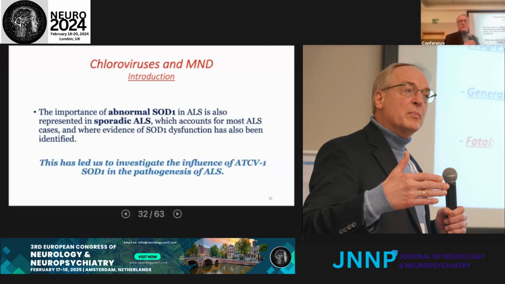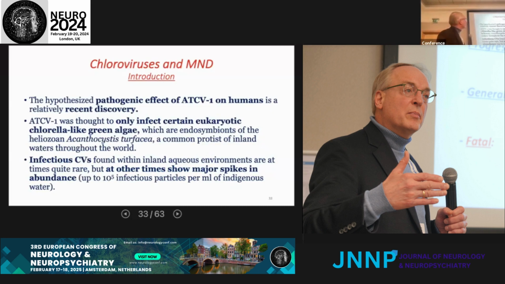So the importance of the abnormal SOD1 in ALS is also represented in sporadic ALS. And what I mean by that are individuals with the disease who don't have a genetic connection, which makes up 85, maybe 90%. Because we have found evidence of SOD1 dysfunction in these individuals as well, leading us to the hypothesis that ATCV-1 SOD1 may influence the pathogenesis of ALS.